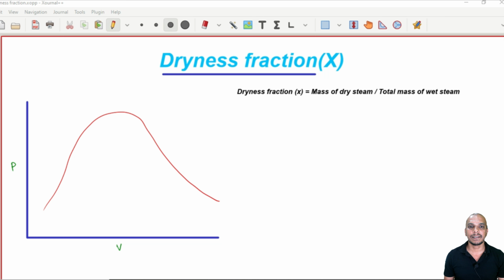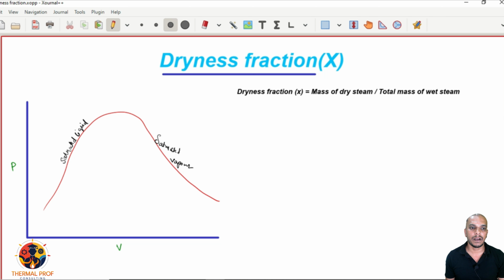Hello, in today's class, we will learn about dryness fraction. If we are familiar with the vapor dome, we know that the left side of the vapor dome is saturated liquid and the right side of the vapor dome is saturated vapor.